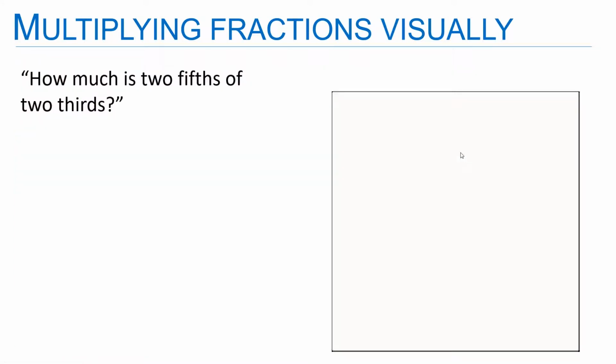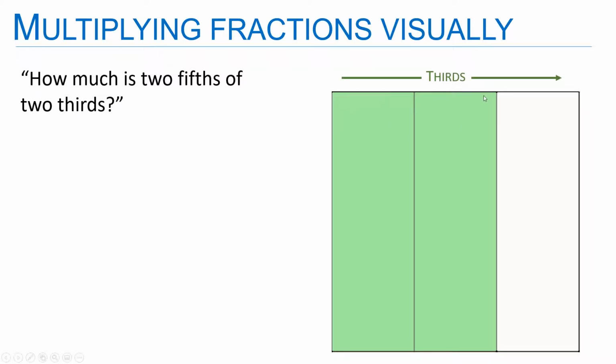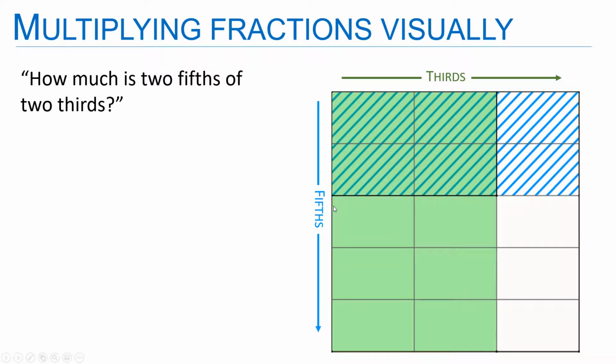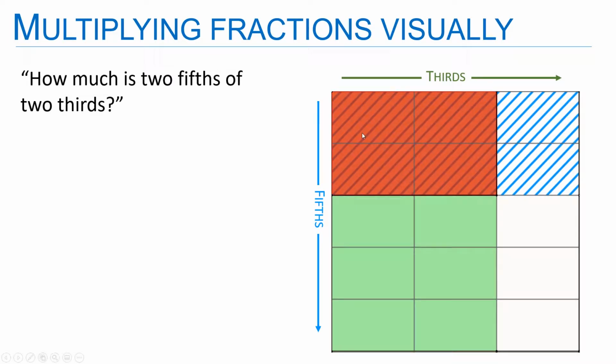Let's use this technique again. How much is 2/5 of 2/3? Let's first divide our square into thirds and take 2/3. And now in the other direction, we divide it into fifths and we take 2/5. And we can find 2/5 of the green area where it overlaps with this blue area. So that's here. How much is that of our original square? Well, we have 4 little rectangles here, out of 3 times 5 is 15. So it's 4 out of 15 or 4 over 15.